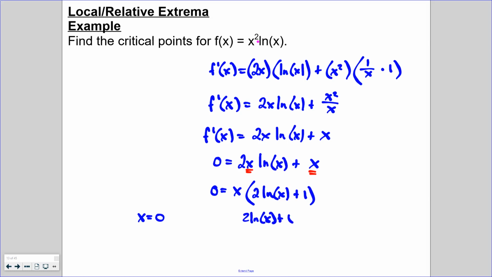Alright, so I just found my first critical number, which is x equals 0. Excuse me, critical point. I just did it.